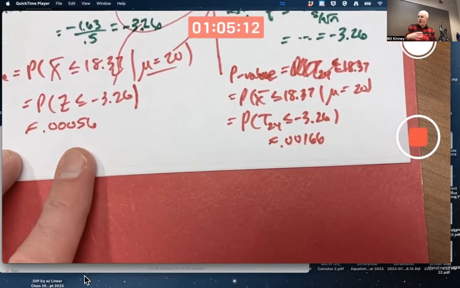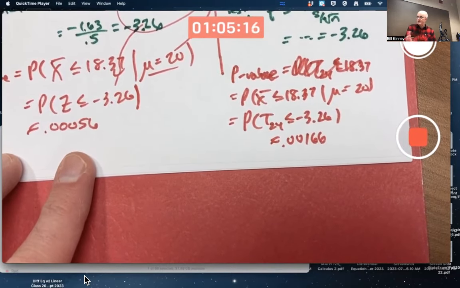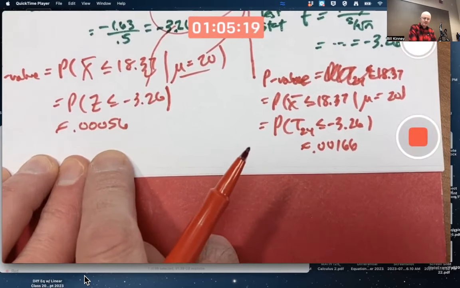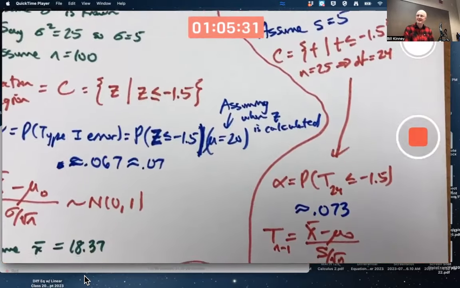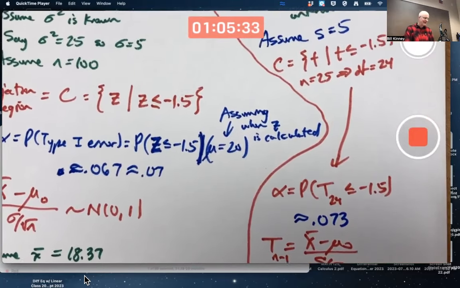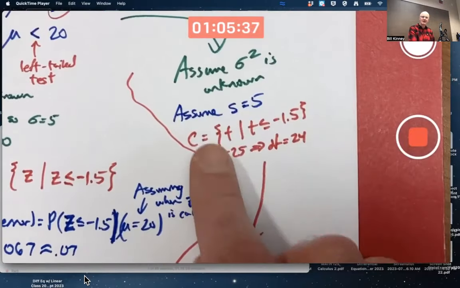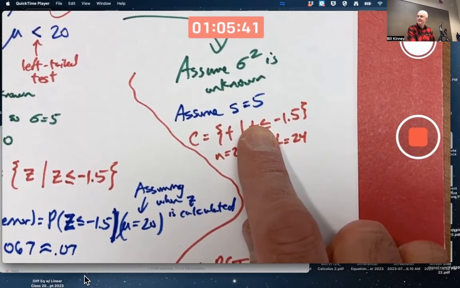And if it was a closer call to reject the null, we're definitely rejecting the null here, but if it was a closer call, it's possible we would reject the null in this case, but not in this case. Which should you use? Which approach? It depends on how the problem is phrased. If you know sigma squared or sigma, you use this approach. If you do not know it, you would use this approach, and you need S, and you need to compute S from your calculator.